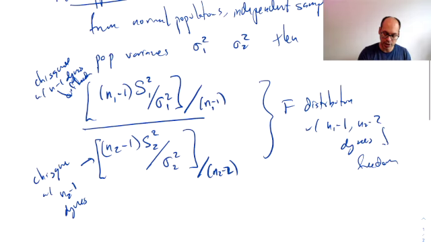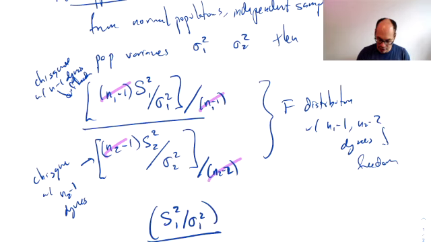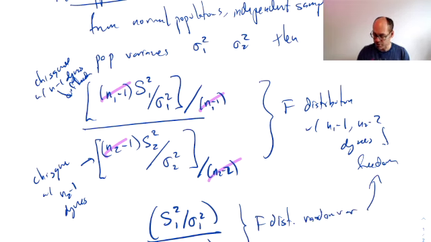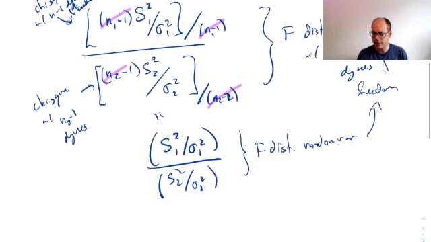But of course, notice that all these guys cancel. I have this in the numerator, and in the denominator, it's going to cancel there. These guys are going to cancel. So that tells me that if I look at S1 squared over sigma 1 squared divided by S2 squared over sigma 2 squared, then this is an F-distributed random variable as above with those degrees of freedom. All right. So let's now do some examples and see how this is used.